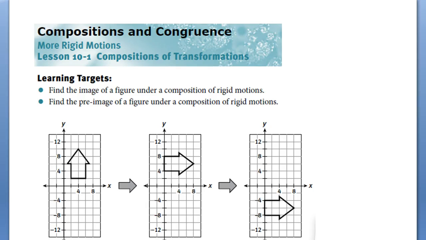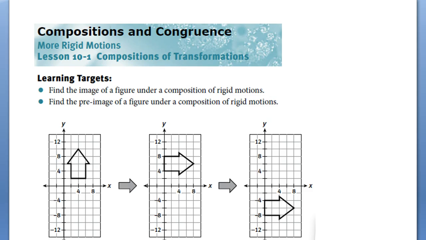This video is for lesson 10-1, compositions of transformations. The learning goals are to find the image of a figure under a composition of rigid motions. That means a sequence of rigid motions. We're going to do more than one of these things called translations, reflections, and rotations.